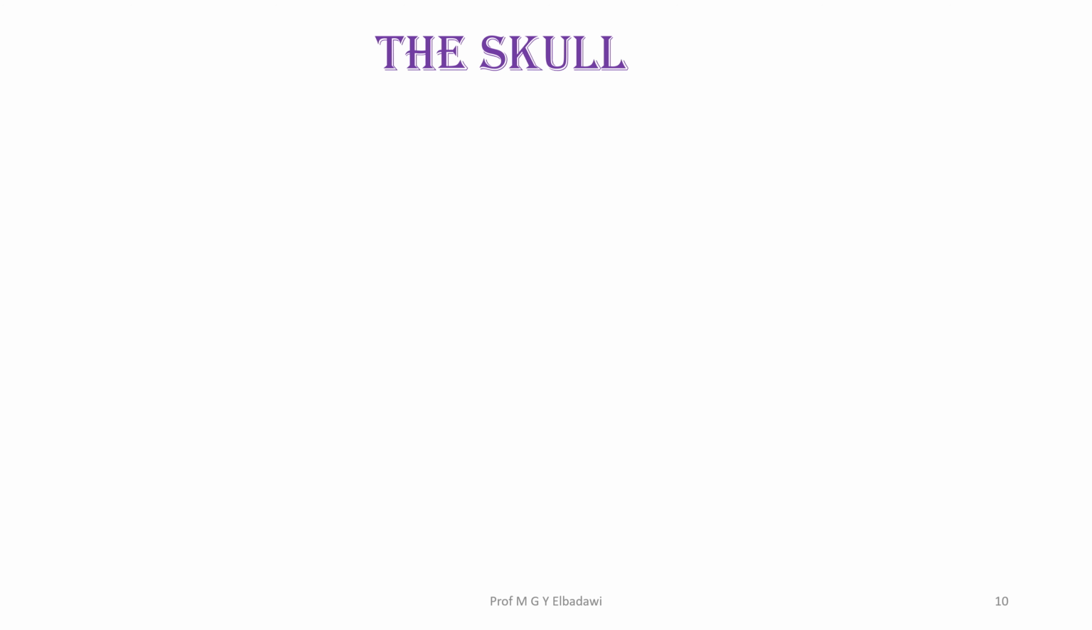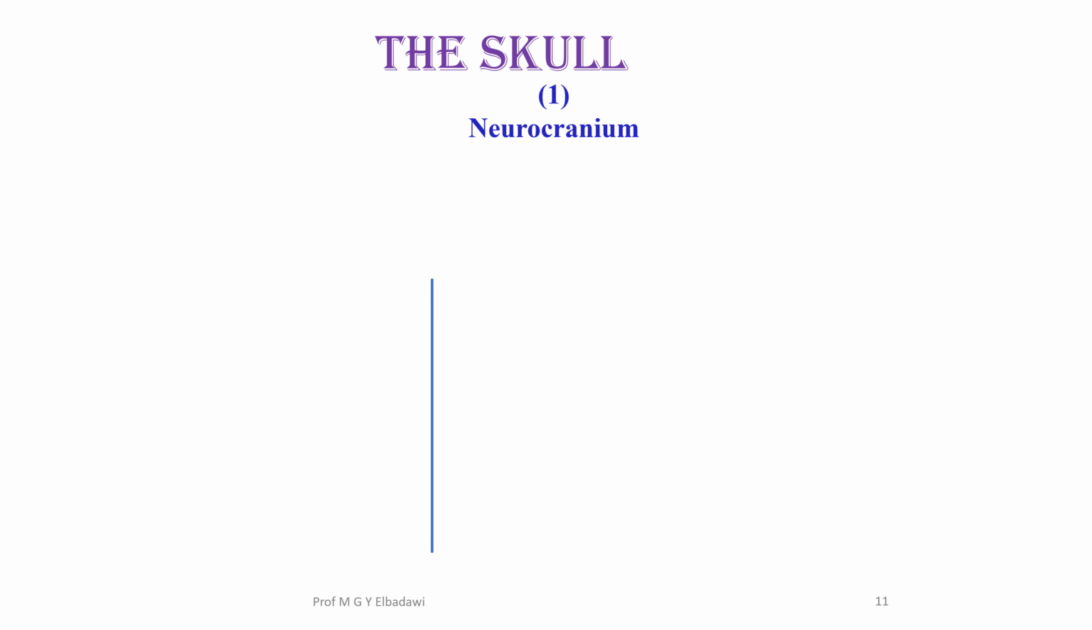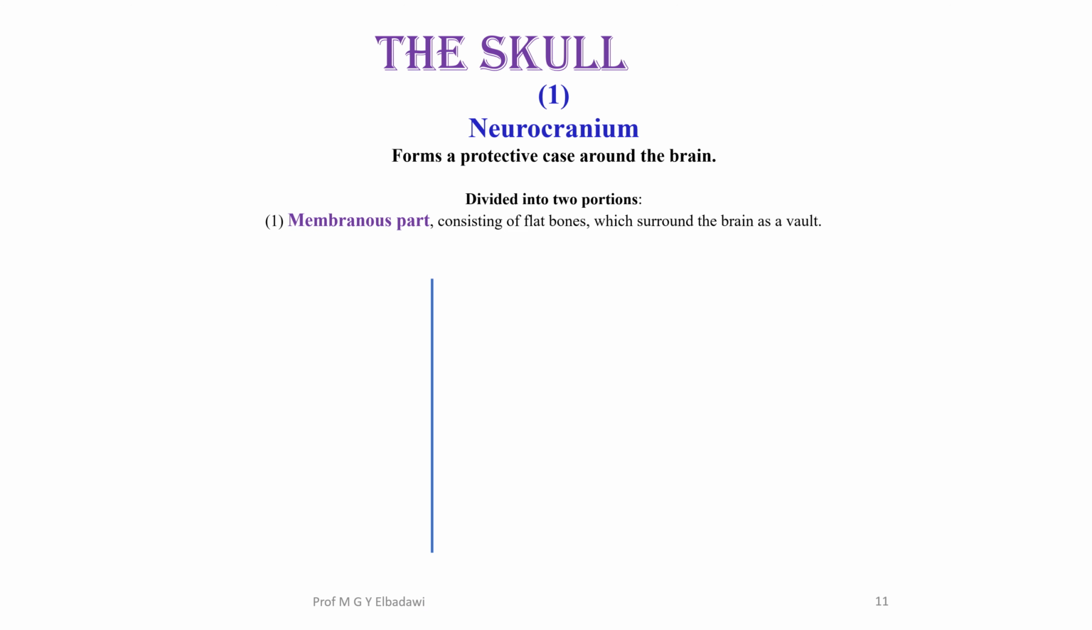So let's start with the developmental background, where the skull is divided into two parts when it comes to development. The first one is the neurocranium, and the second part, which we call the viscerocranium. The neurocranium forms the protective case around the brain, divided again into two parts: a membranous part, which consists of the flat bones forming the vault of the skull, and the cartilaginous part, which forms the bones at the base of the skull.